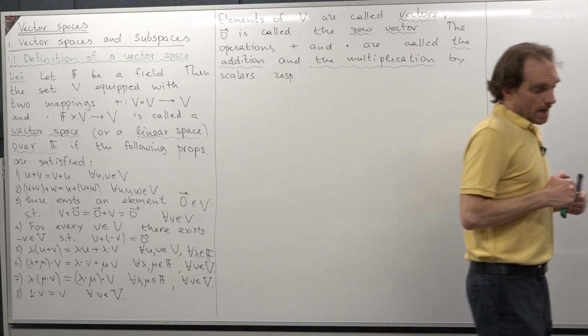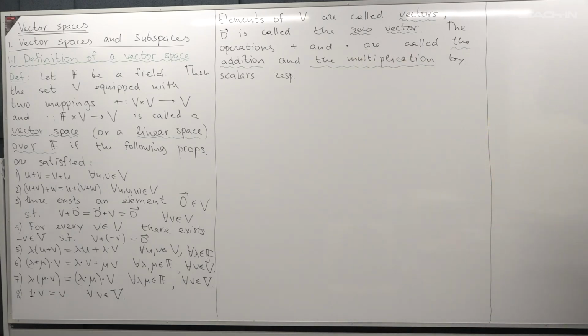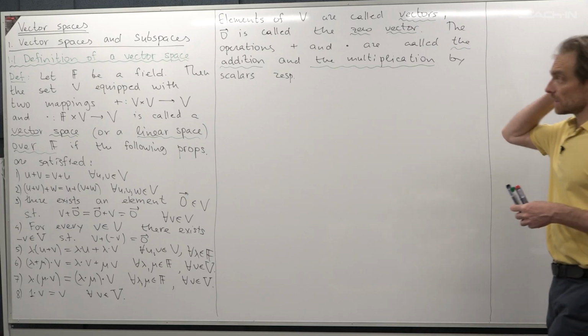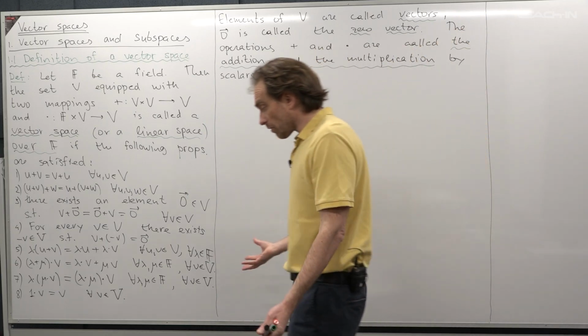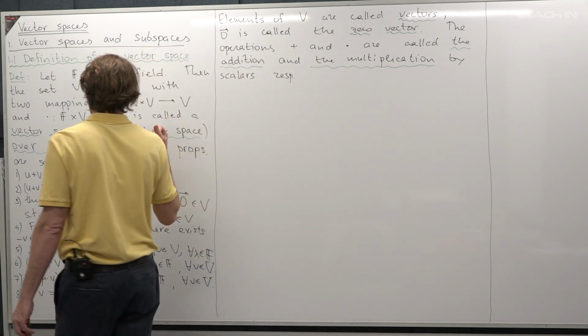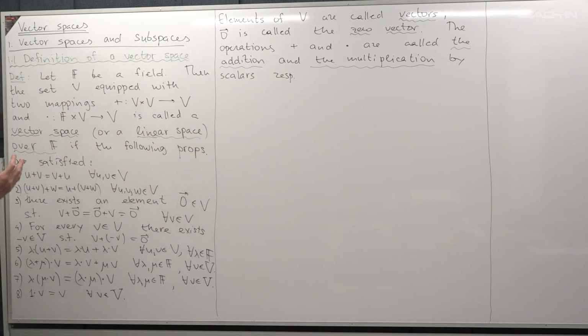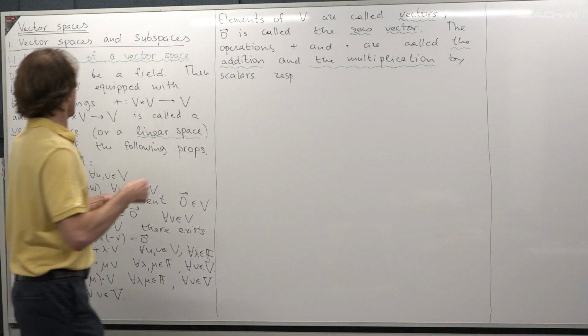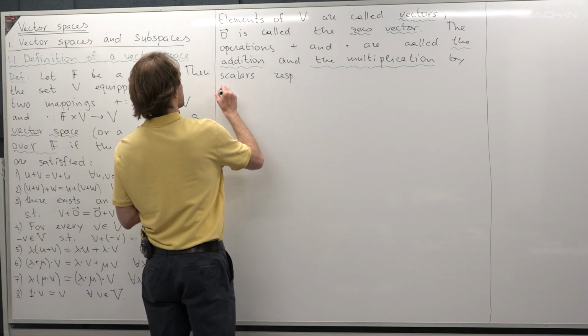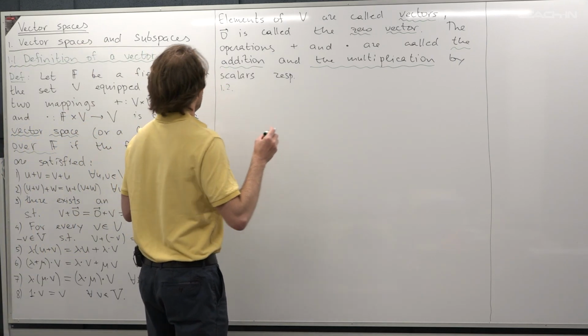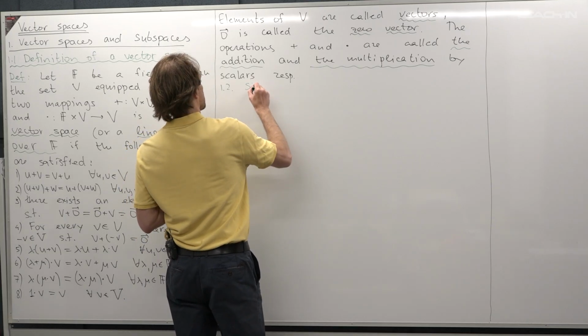So this is the definition, and before we give some examples, let us discuss some simplest properties of all vector spaces. So 1.2, simplest properties.